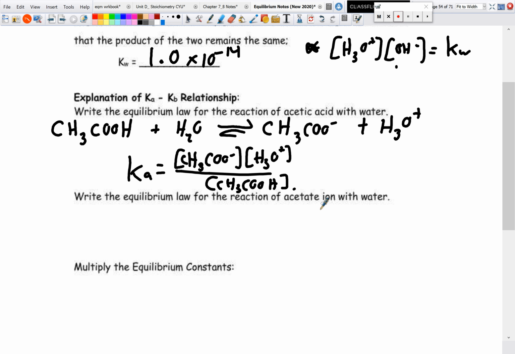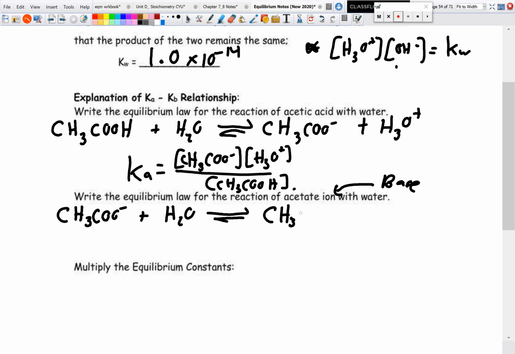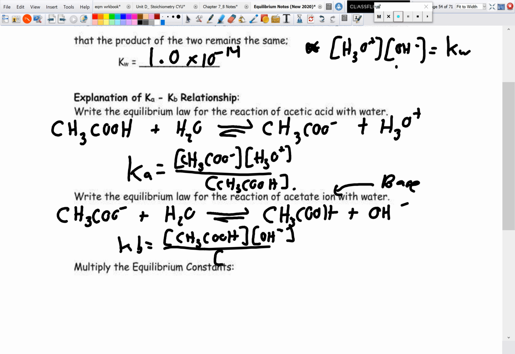Now, let's just say we do this for the acetate ion, which is a base. So if we wrote the acetate ion, CH3COO minus plus water. Well, now this is a base, the conjugate acid is CH3COOH, and we get OH minus. Now if we wrote the equilibrium law, we will get something that looks like this.